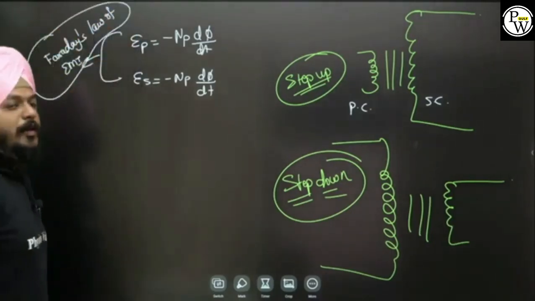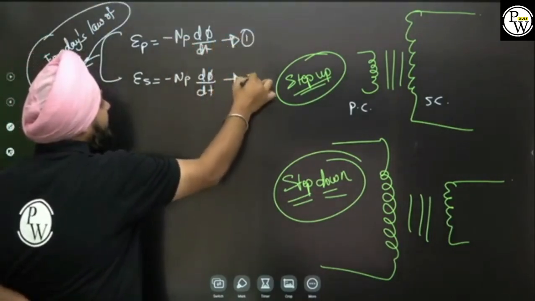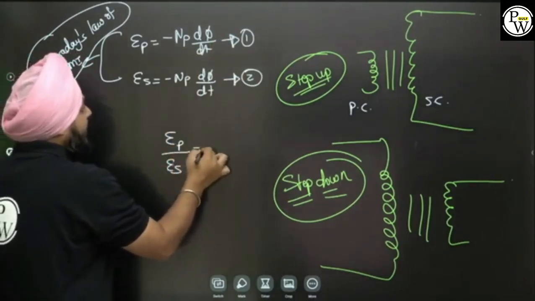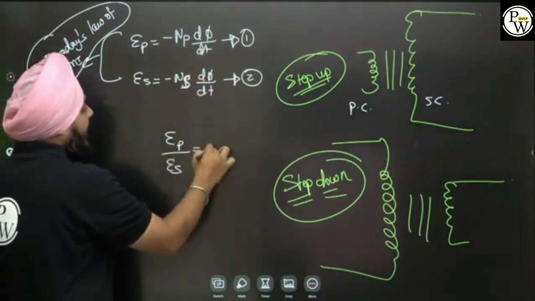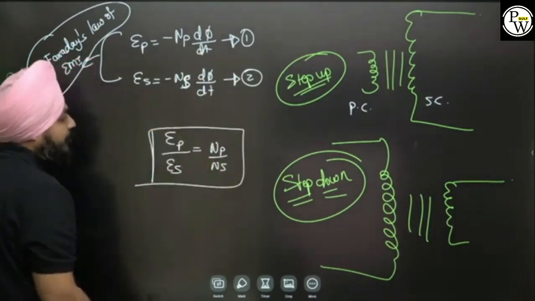So taking the ratio of 1, can I consider this as equation number 1? Can I consider this as equation number 2? E_P by E_S is equal to N_P divided by N_S. This is the first equation we are going to get from the transformer.